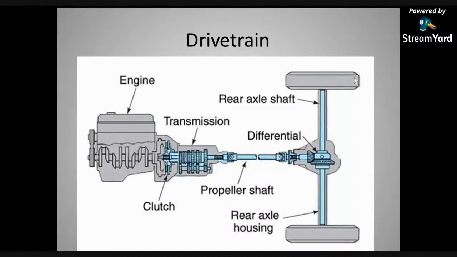So if you want to transfer power to the wheels from the engine, you require a system which is called the drivetrain. In this drivetrain, you can see this is the general layout. We'll have the engine ahead in the car, and later a transmission connected to the engine, and at the same time a propeller shaft. From the propeller shaft you'll connect to the differential, and from the differential the power is transferred to the tires through the rear axle shafts.